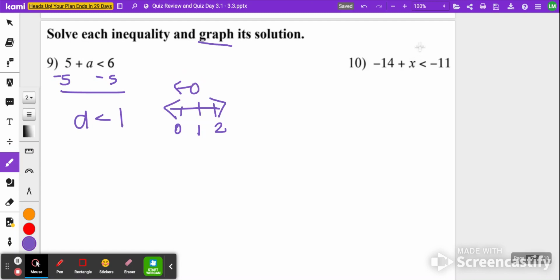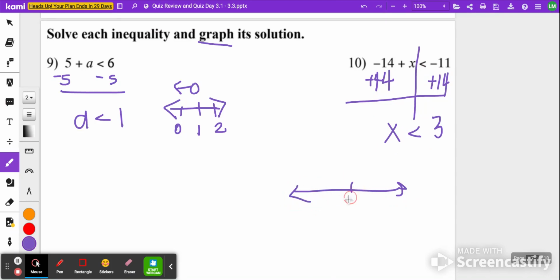For the next one, we needed to add 14 to both sides. So -11 plus 14 is a positive 3. So we should get x is less than 3. The graph would be an open circle pointing to the left.